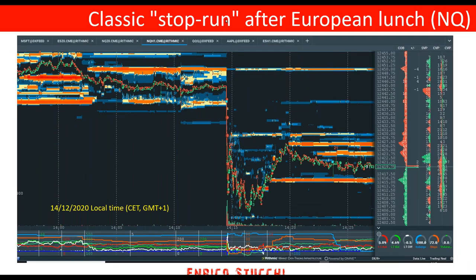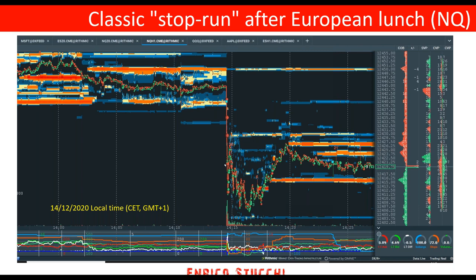Okay, this is a stop run. Look at this. This is a stop run on Nasdaq. This happens very, very often before the opening of the cash session. So this is 2:15 p.m. in Europe, so 1 hour and 15 minutes before the opening. Look at this.